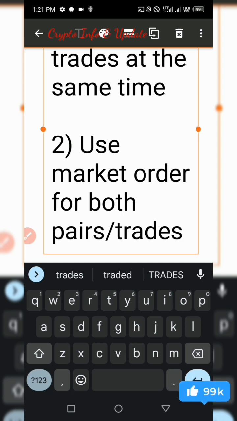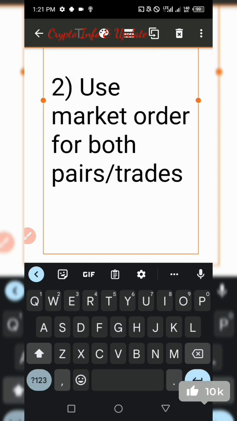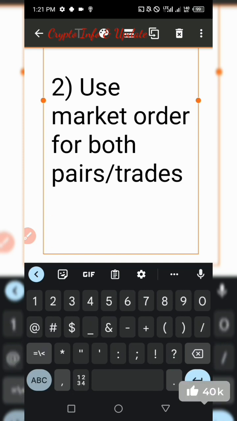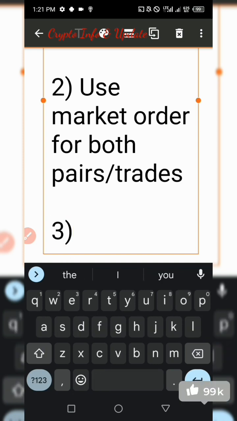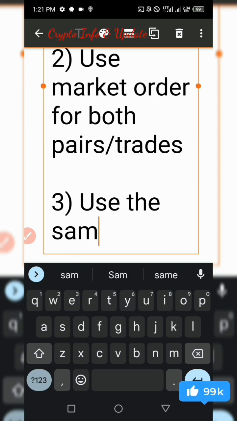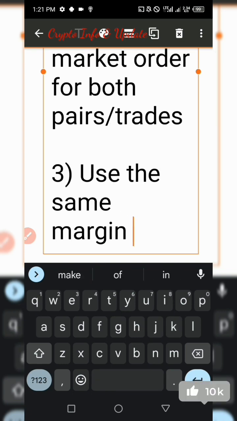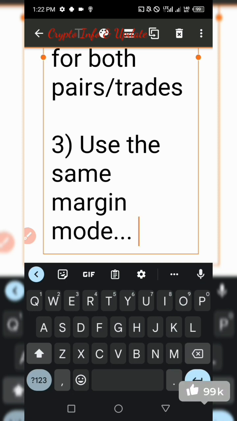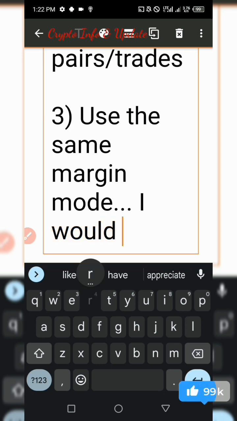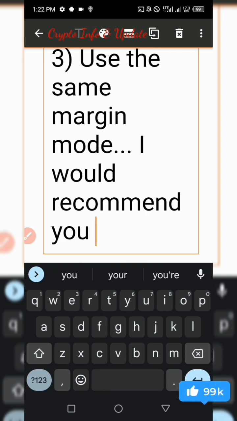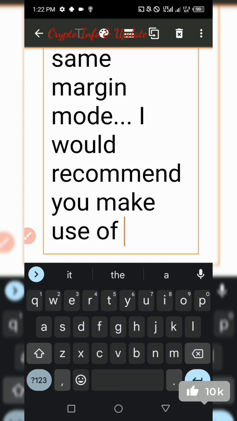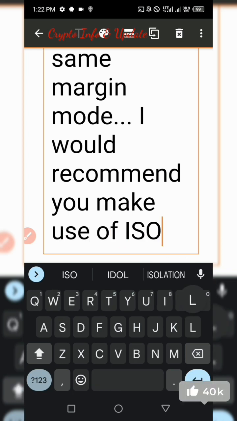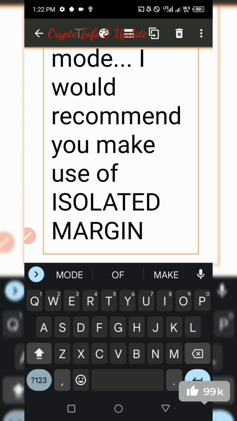So number three. Number three is that you must use the same margin mode. And in this case, the margin mode I would recommend you make use of is isolated margin for this very pair trading strategy.